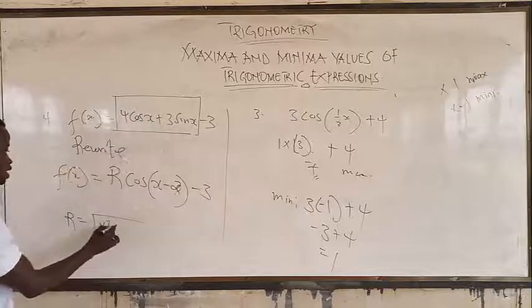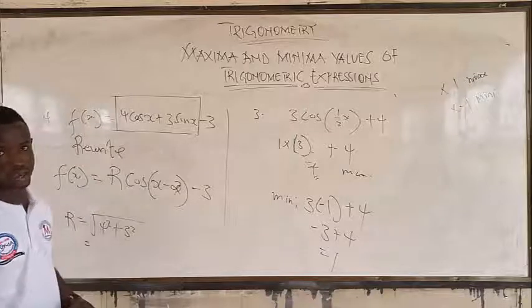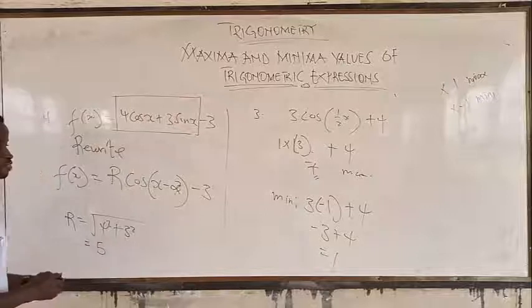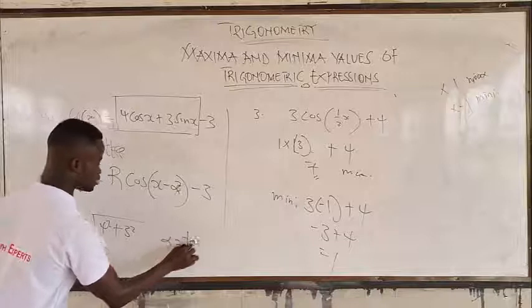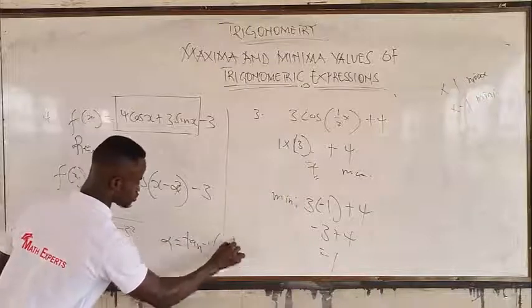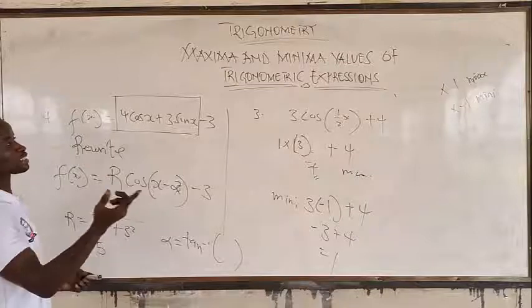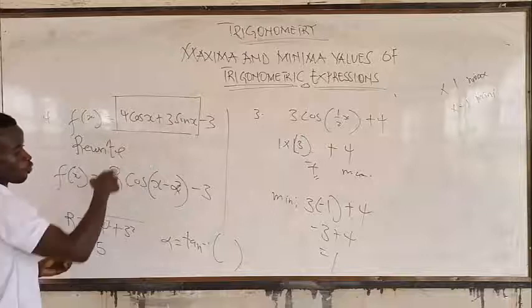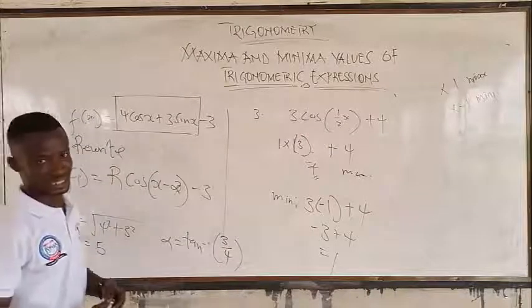So that is 4 squared plus 3 squared, and that's going to give you r is going to be 5. So r is 5. And you can also use the short method to get alpha. That will be the tan inverse of, we are using tan inverse, so it is sine over cos. So the coefficient of this is 3 over 4. So 3 over 4. This is a short method to do that.